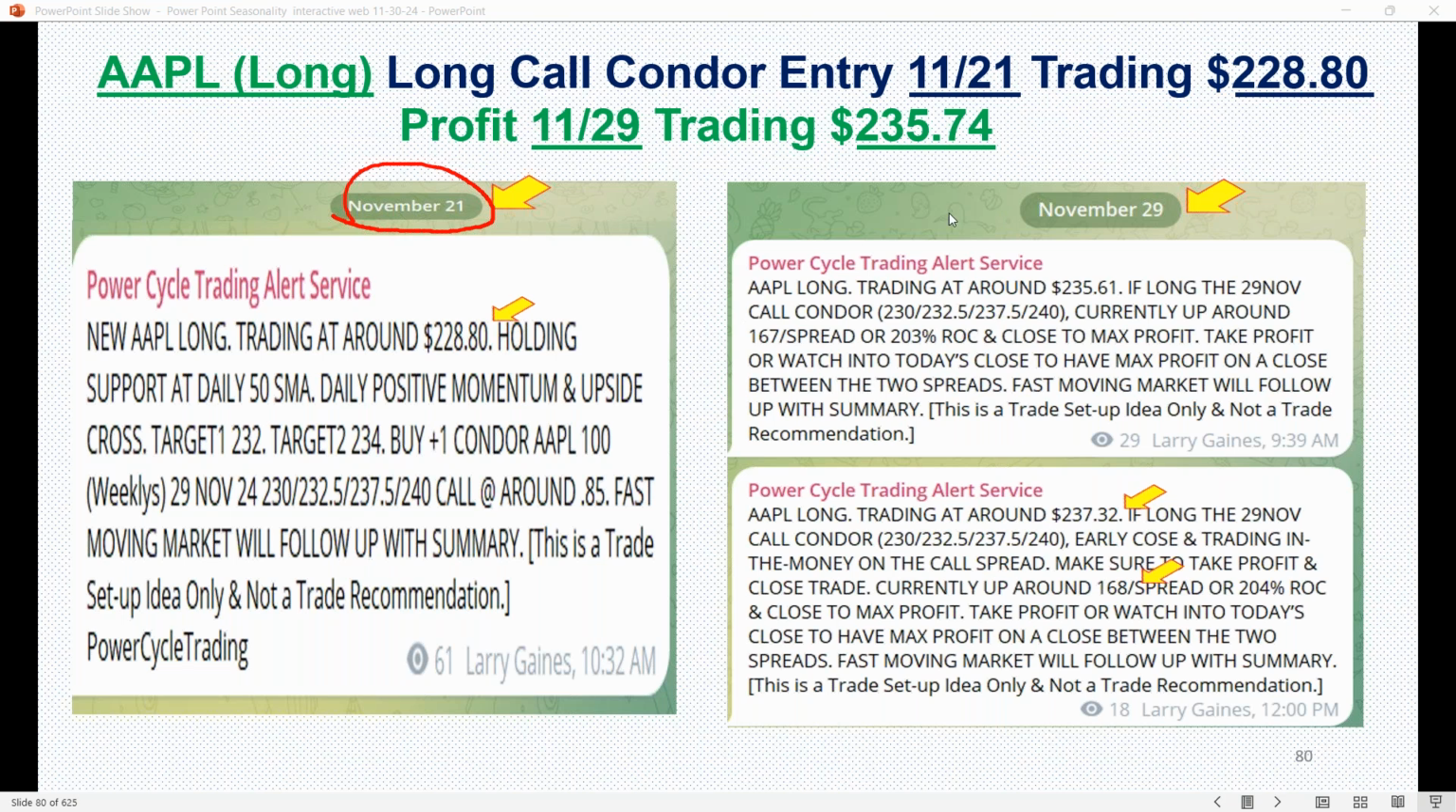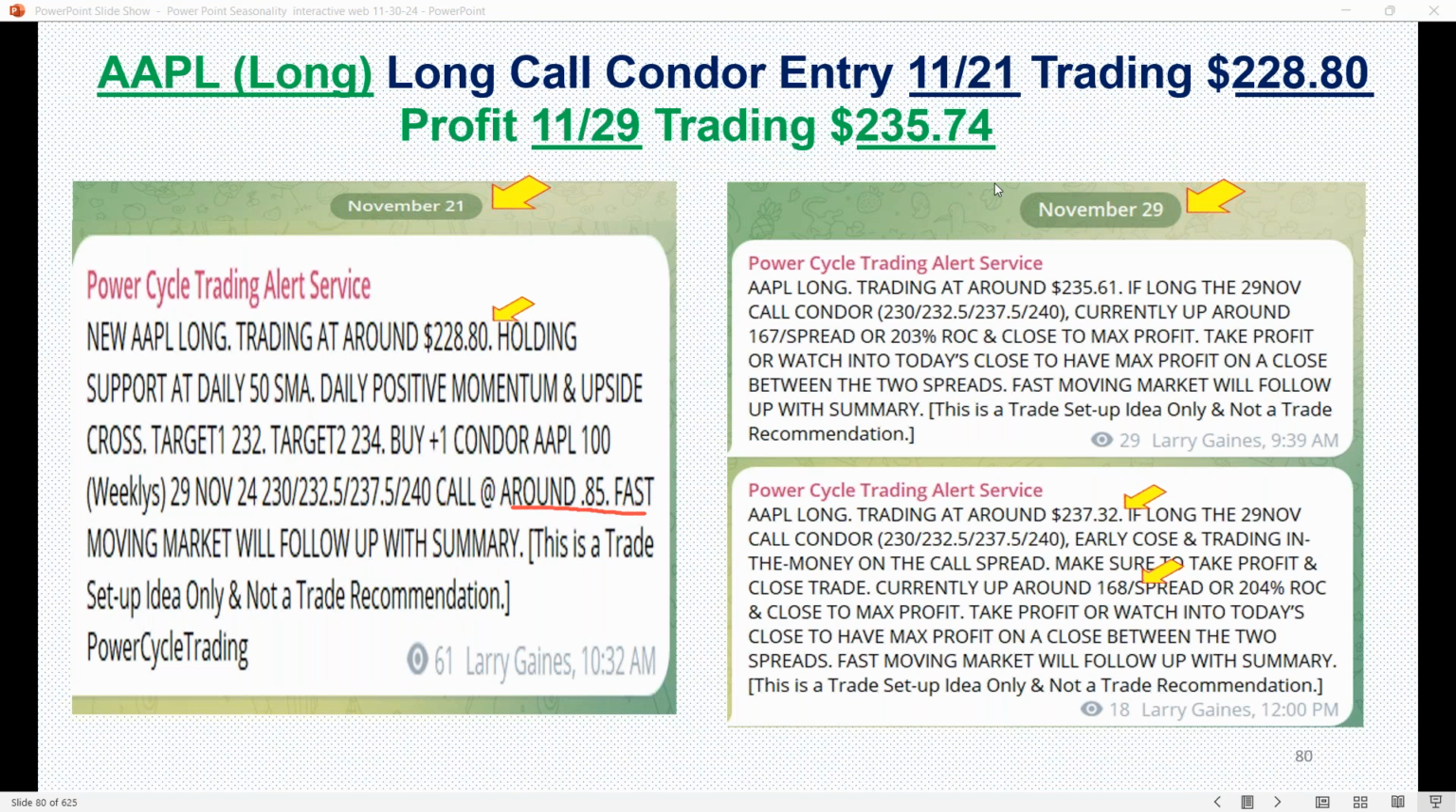And like I said, some members just do their own thing. They may have bought the shares or just buy calls or whatever. But you can see here it's very detailed. New Apple long trading at 228.80, holding support at the daily 50 simple moving average, daily positive momentum and upside mark cross, so certain indicator I used. Target 1, 232, target 2, 234. Says buy one condor, 230, 32, 37 and a half, et cetera. I'm not going to spend too much time, at around $85. Okay, so we actually got into this at 82.